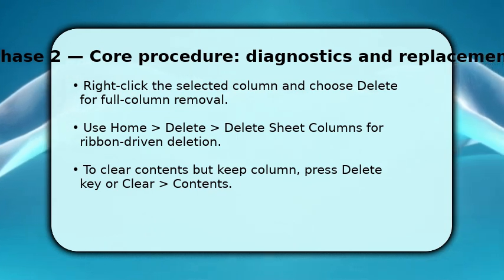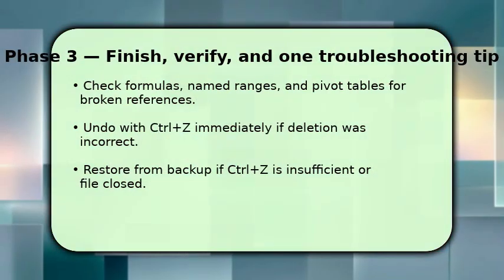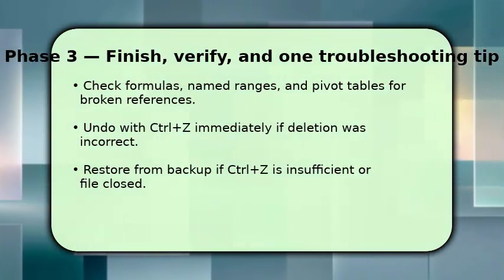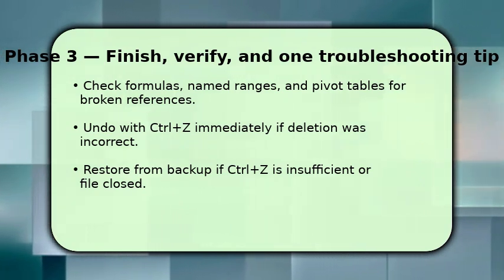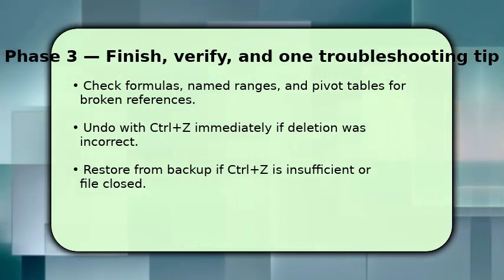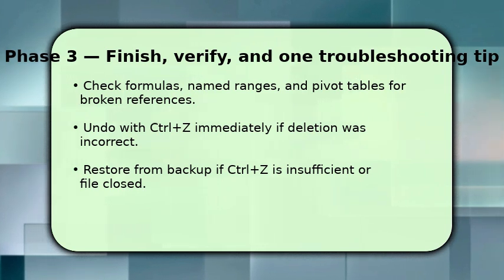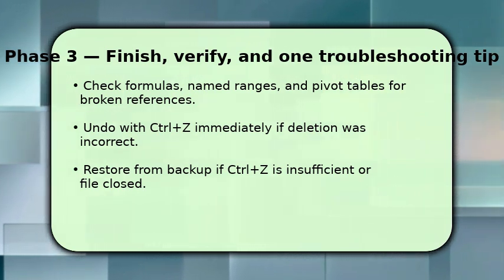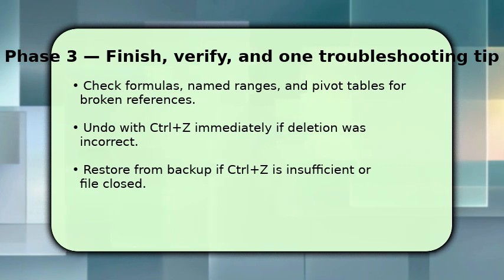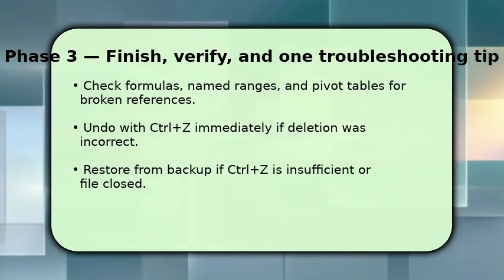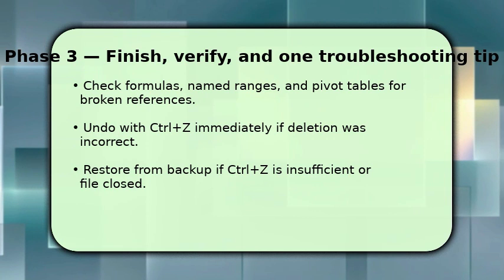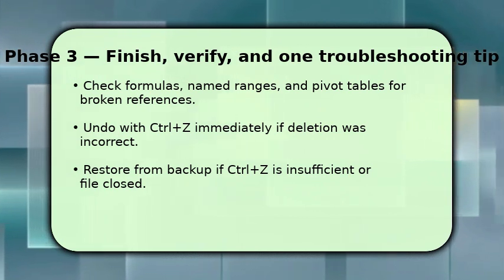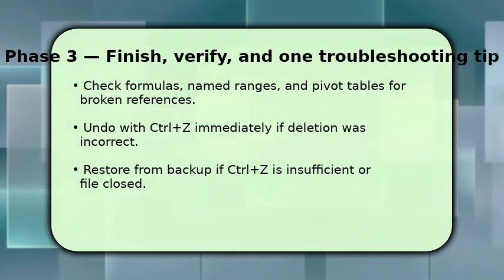Scan formulas, named ranges, and pivot tables for #REF or unexpected values. If something looks wrong, press Ctrl plus Z immediately to undo the deletion. That often fixes accidental removes. Once done, save a new version to preserve the corrected state. If you closed the file or undo doesn't help, reopen your backup copy created earlier. One quick troubleshooting tip: use Find, Ctrl plus F, to search for #.